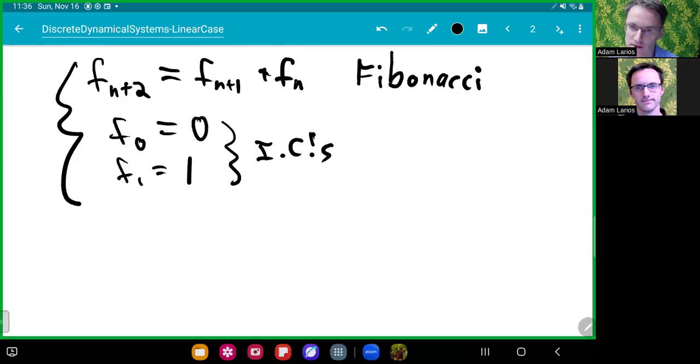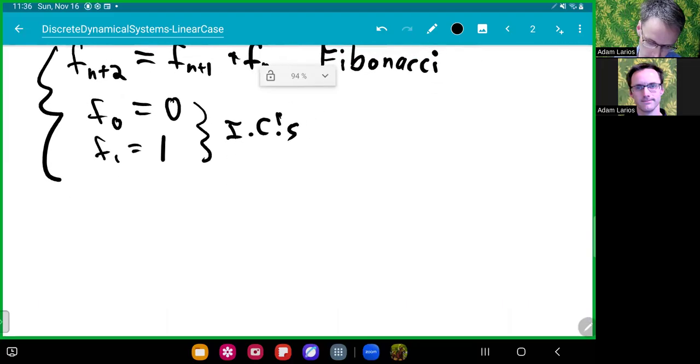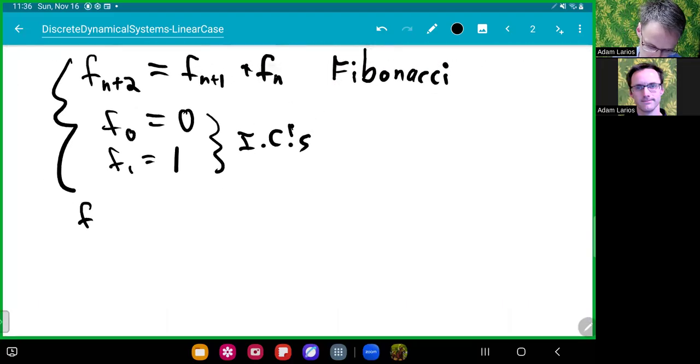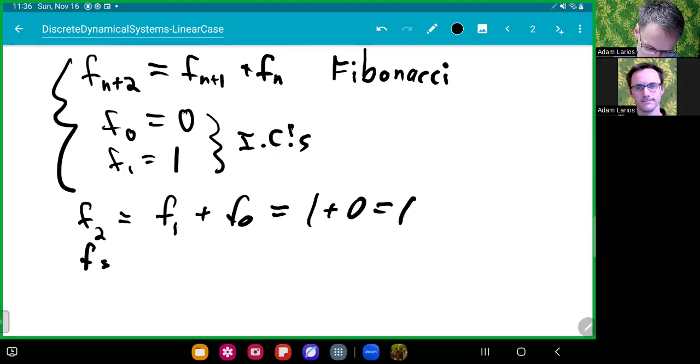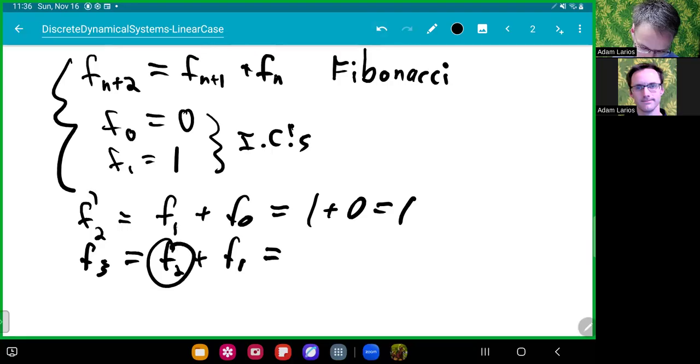Let's just generate the first few. You have probably done this somewhere else, but let's just get a feel for it. We already have F0 and F1. F2 is then going to be F1 plus F0. F1 is 1, F0 is 0, so we get 1 there. F3 will be F2 plus F1, just using this recurrence relation again and again. For F2, I use the value we just computed, which was 1. For F1, we use the initial condition, that's 1, and so we get 2.